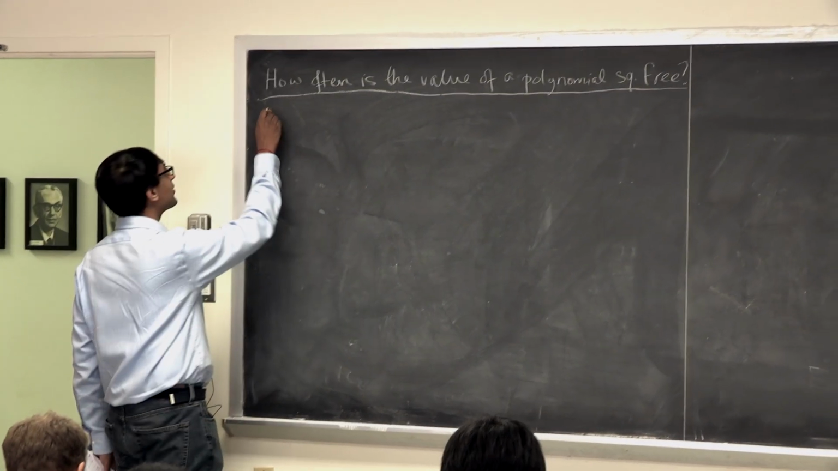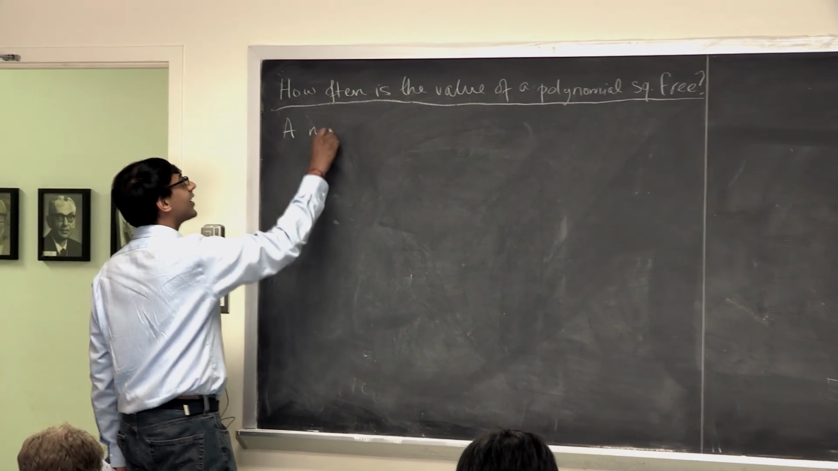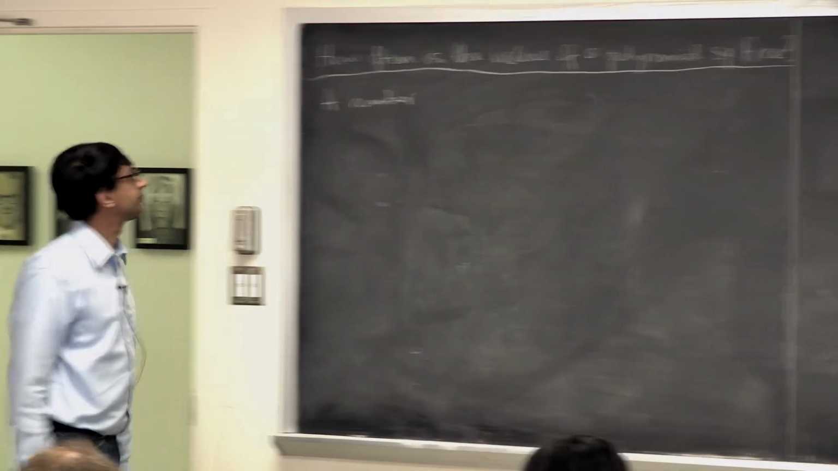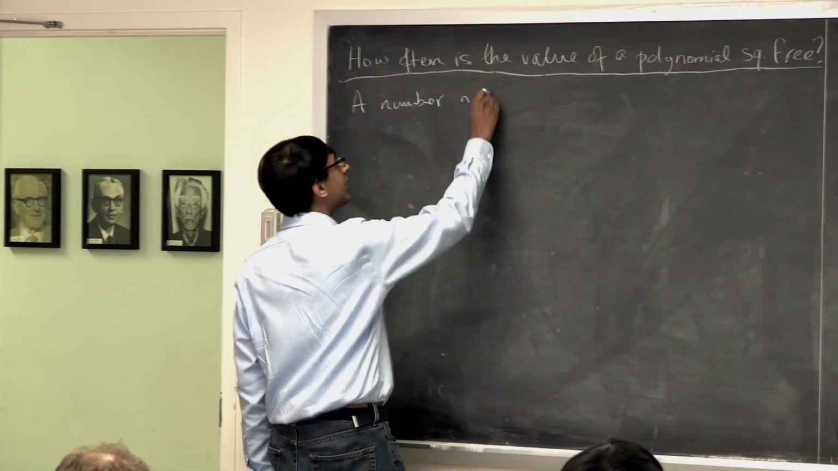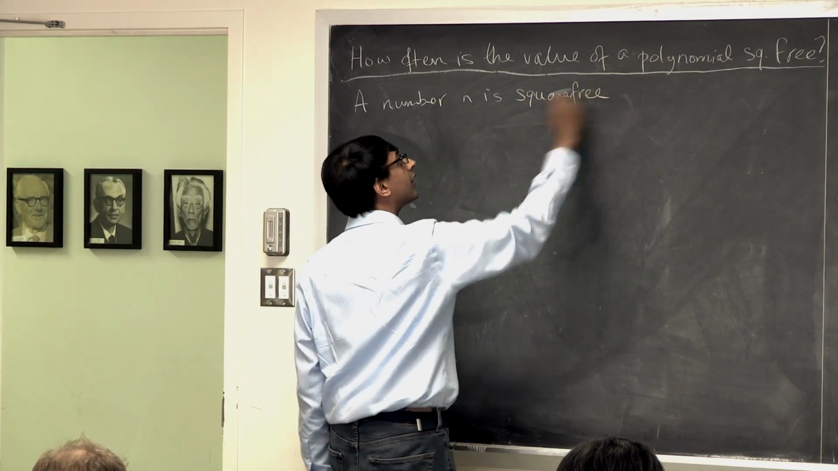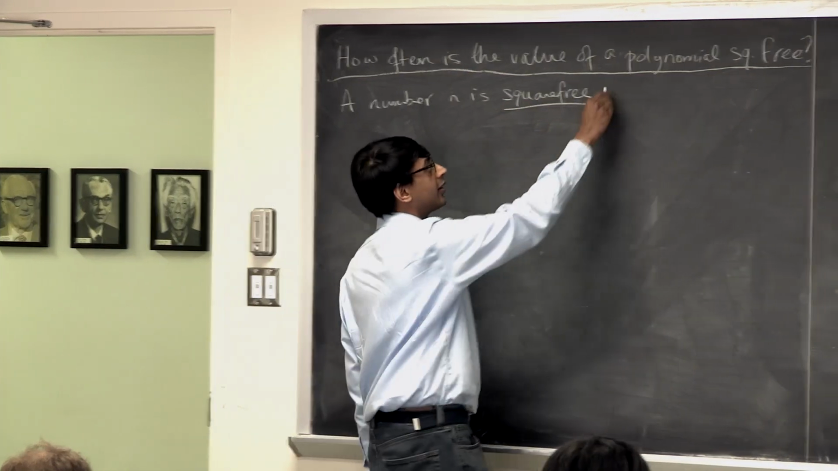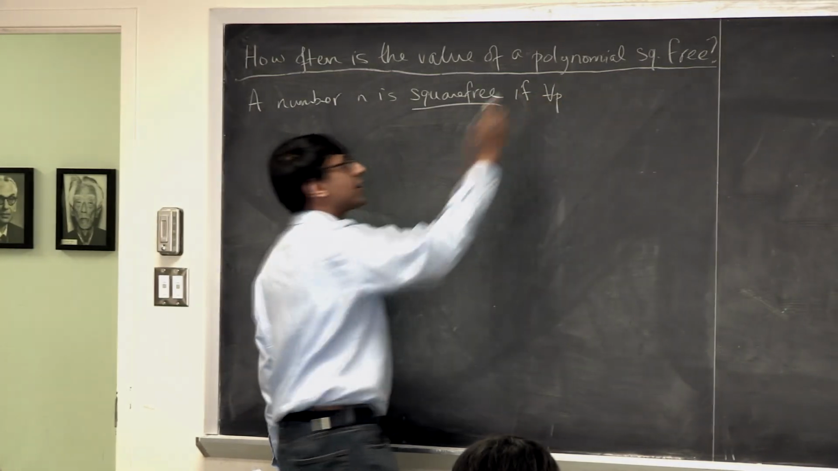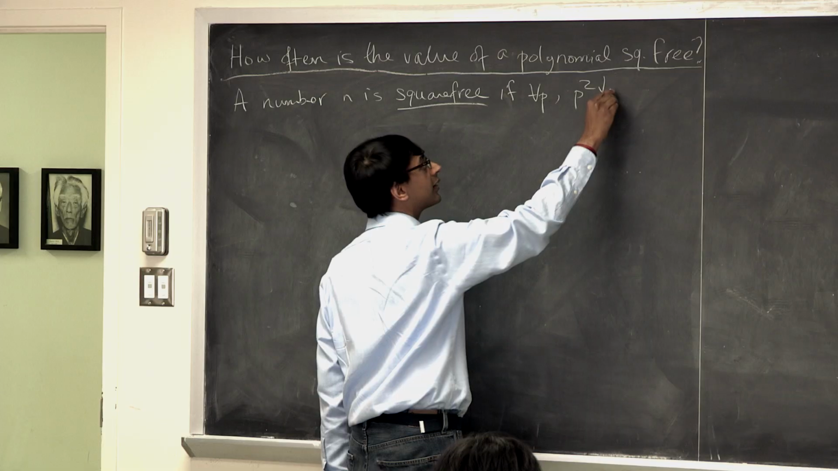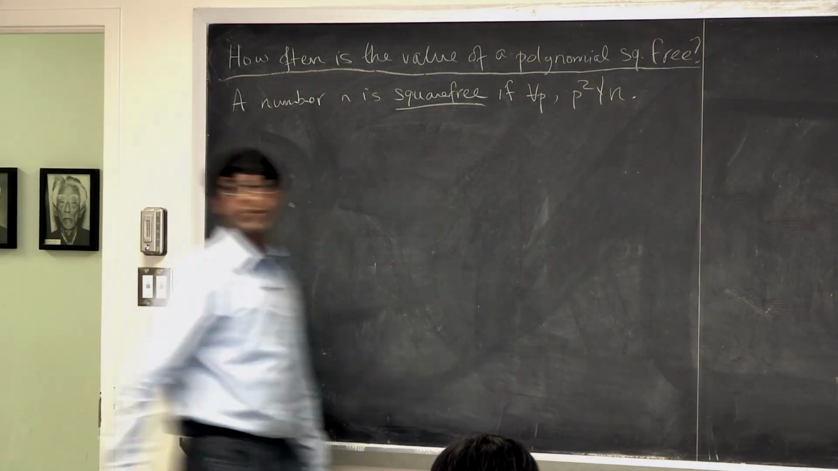Well, maybe I should say what it means for a number to be square-free. So it just means that it has no non-trivial square factors. So number n is square-free if for all primes p, p squared does not divide n. So no non-trivial square factors.